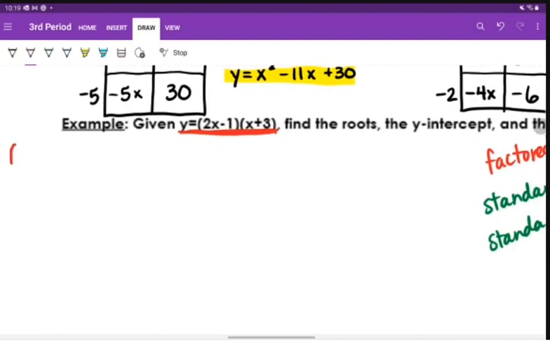So let's take a stroll down memory lane. We talked about this the week before spring break. In order to find the roots of an equation, you have to set that equation equal to 0. So we will take this factored quadratic and set it equal to 0. That's where the roots come from.